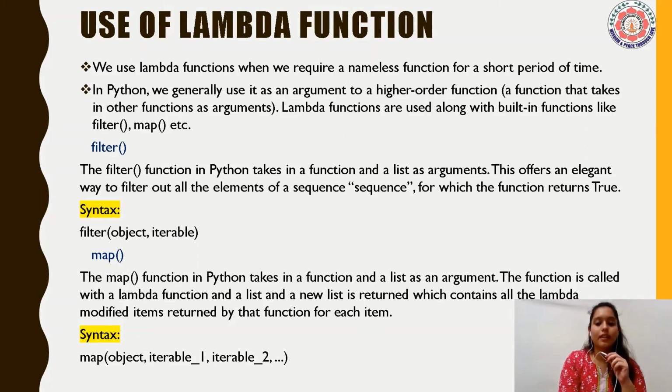Now let's look into the map function. The map function is another built-in function that takes a function object and a list. Here's the syntax of the map function: map, object, iterable 1, iterable 2 and so on. The iterable to the map function can be a dictionary, a list, etc. The map function maps every item in the input iterable to the corresponding item in the output iterable according to the logic defined by the lambda function.